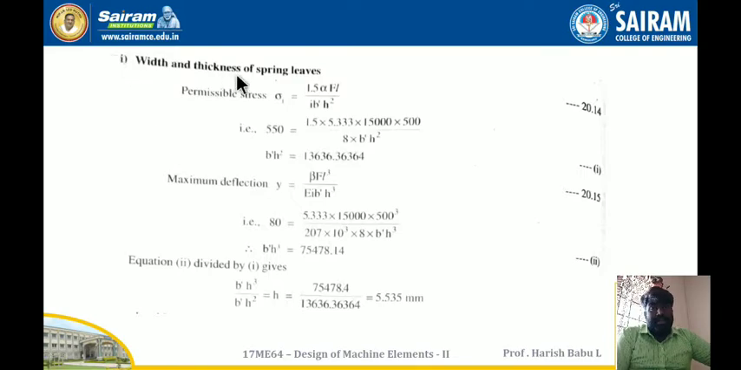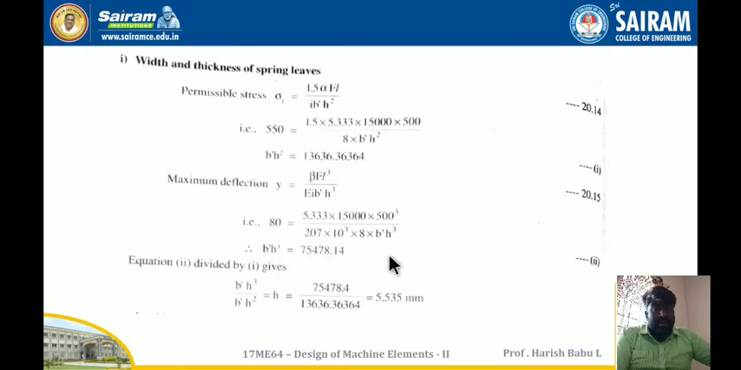So width and thickness of the spring. The permissible stress sigma f is equal to 1.5 alpha fl divided by I b dash h square. By substituting all the values, I am going to get b dash h square as 13636.36364. For maximum deflection y, I am going to take equation 20.15. So I am going to substitute all the things.